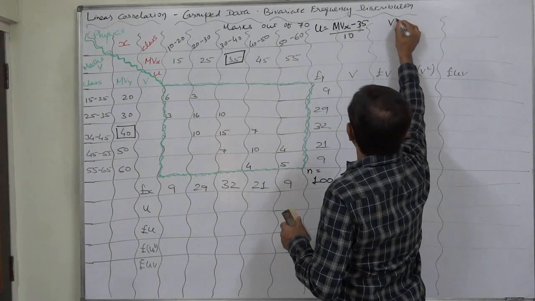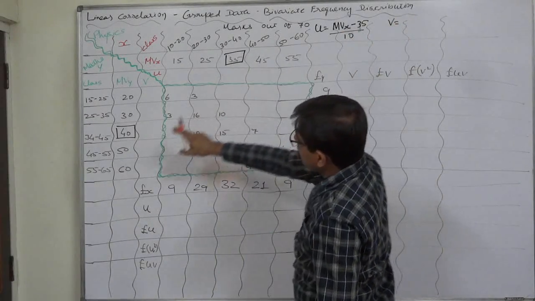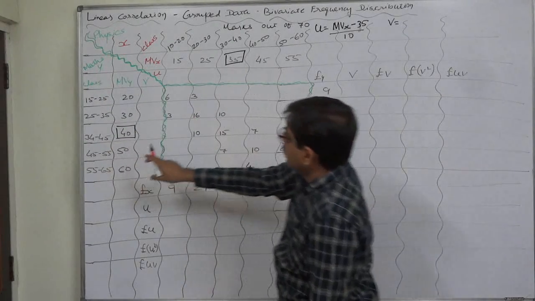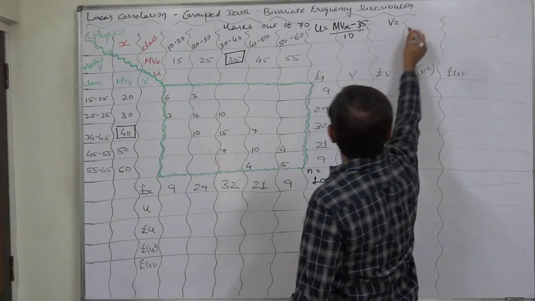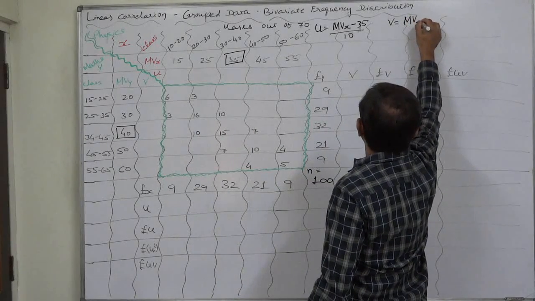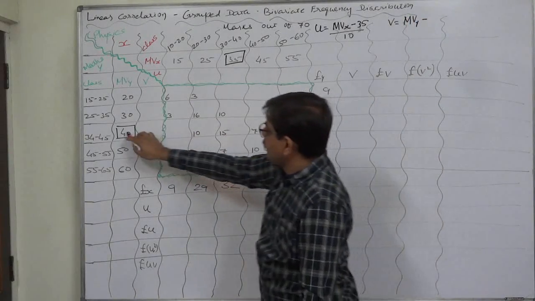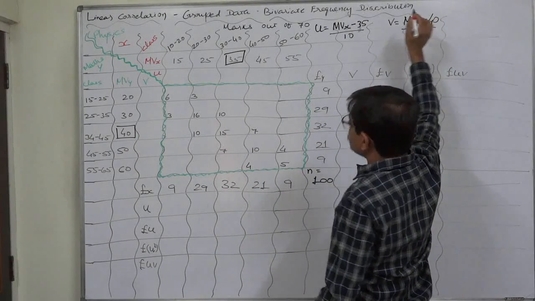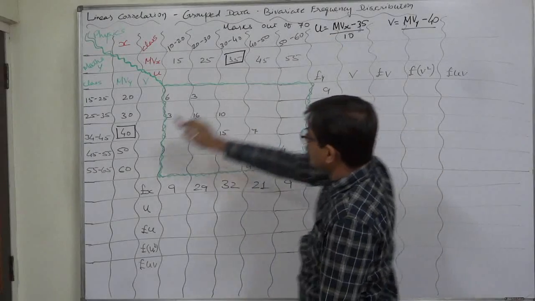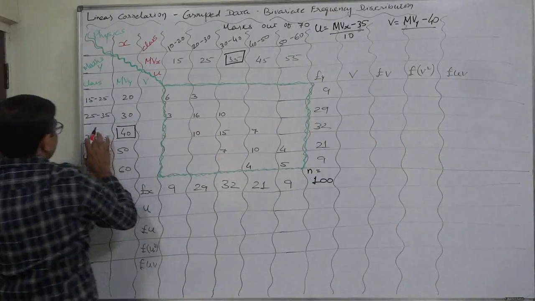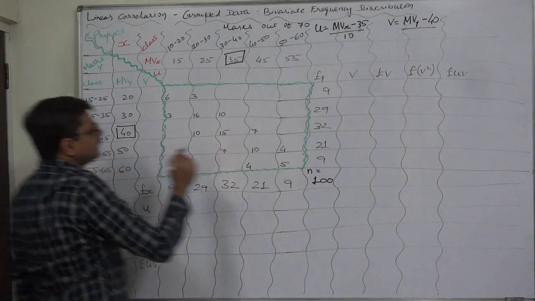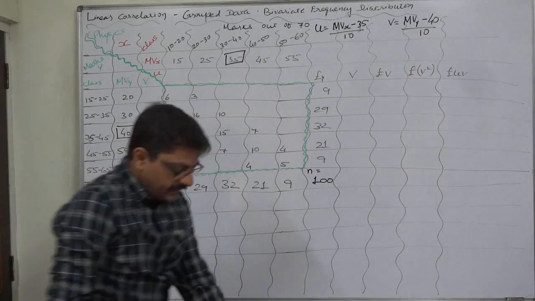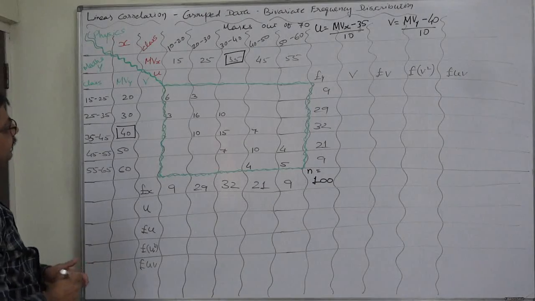In the same way, V is the new variable after changing origin and scale of variable y, marks in maths, and that is mid value of y minus the selected mid value, that is 40, that is called assumed mean. Sign is capital B, normally we use, and again divided by the class interval of y, that is 10. So in this way we can write now U and V.